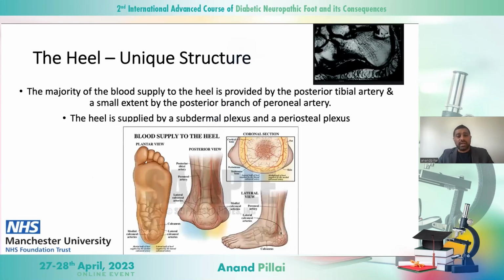The heel itself is supplied by two arteries, the posterior tibial artery and also by the posterior branch of the peroneal artery. The blood supply to the heel comes from either side, which means that at the center of the heel, there is a relatively avascular zone which can be prone to breaking down. And also in individuals with poorer blood supply, this heel ulcer sometimes does not heal due to poor blood supply.